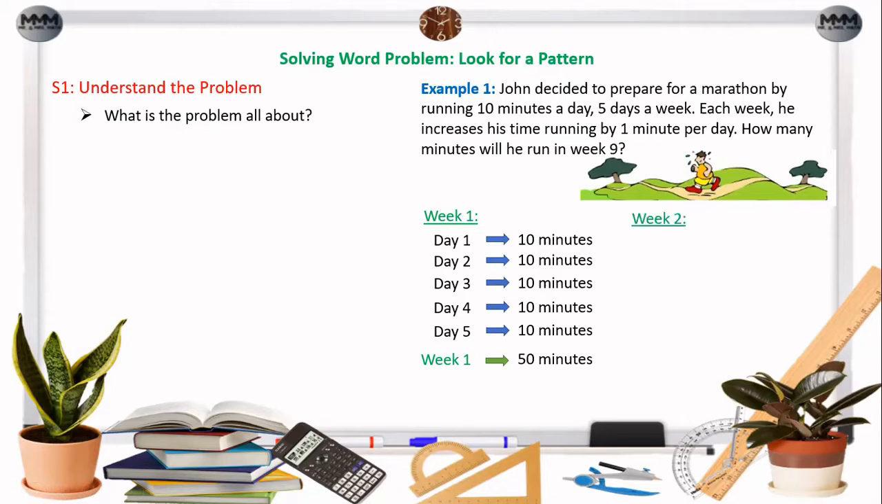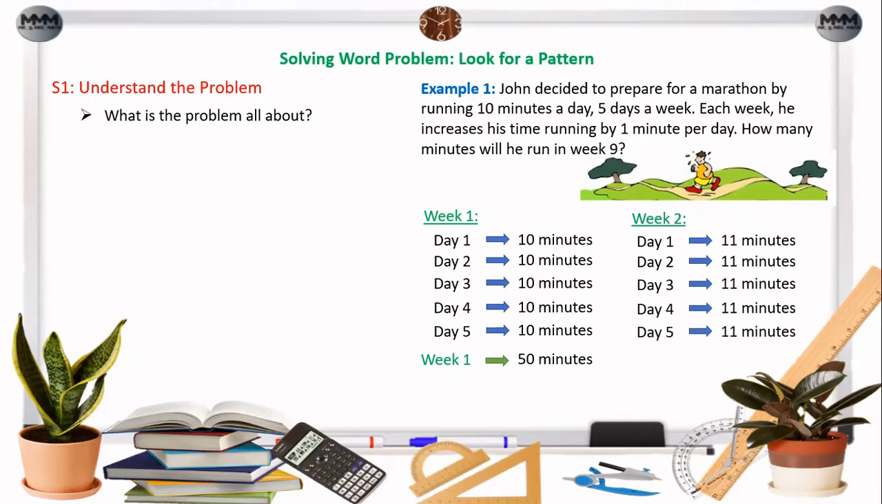And then in week 2, notice here in the given that each week he increases his time running by 1 minute per day. So in week 2, for day 1, he runs 11 minutes. In day 2, he runs 11 minutes also, up to day 5. So in week 2, he runs a total of 55 minutes, or we can add this one, or we can just multiply 11 times 5. It becomes 55 minutes in week 2.